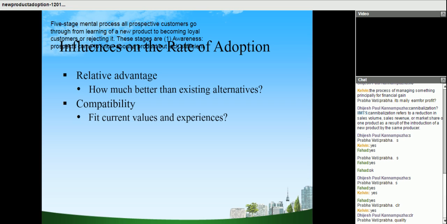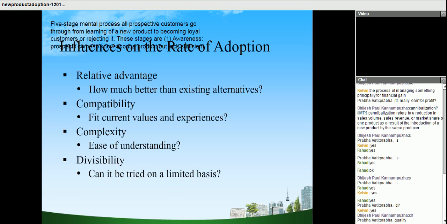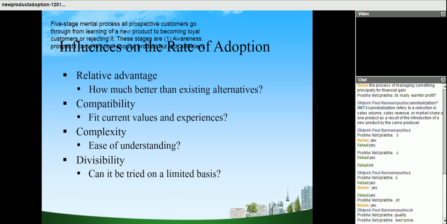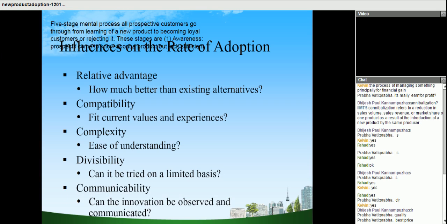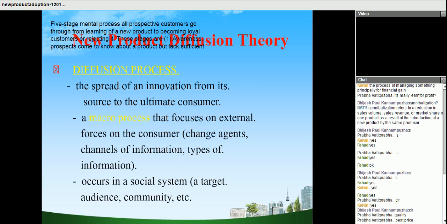Compatibility: fit with the current values and experiences. Complexity: ease of understanding. The product or services should be easy to understand and easy to use. It should be more user friendly. Divisibility: can it be tried on a limited basis? Communicability: can the innovation be observed and communicated or not?